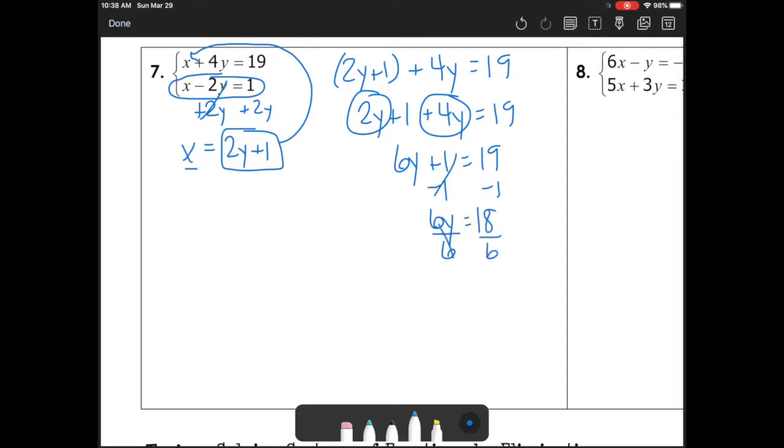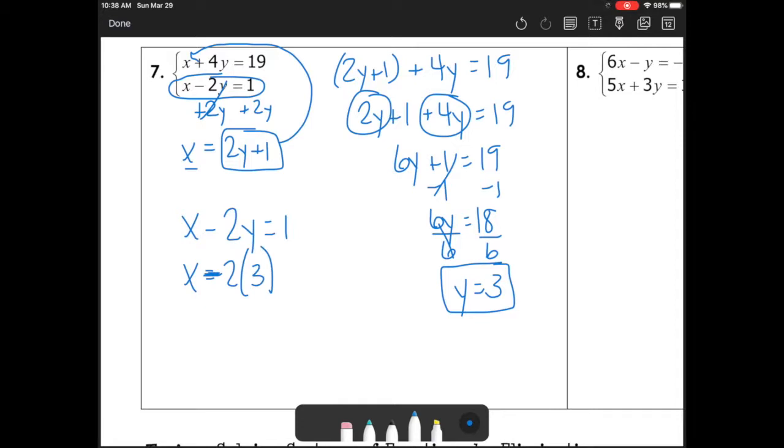Okay. Now, since I substituted into the first problem, I need to take this and substitute it into the second problem. The x minus 2y equals 1. Whoops, minus. There we go. x minus 6 equals 1, add 6, x equals 7. Solution 7, 3. All right.